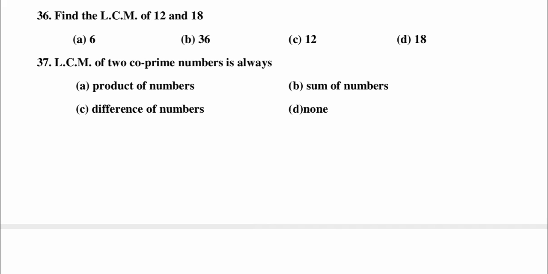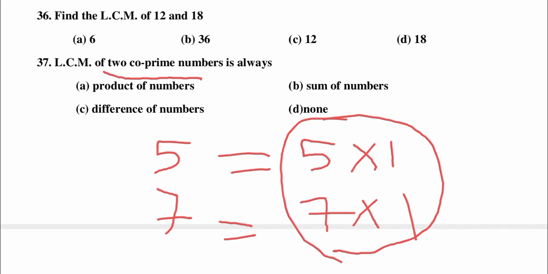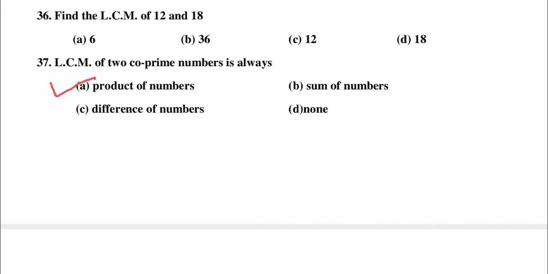Question number 37. The LCM of two co-prime numbers is always dash. Now, first we take the LCM of two co-prime numbers, for example 5 and 7. Nothing is common, so we need to multiply them, right? So 5 sevens are 35. We have taken this LCM 35 as the product of 5 and 7. So the answer is the product of the numbers.